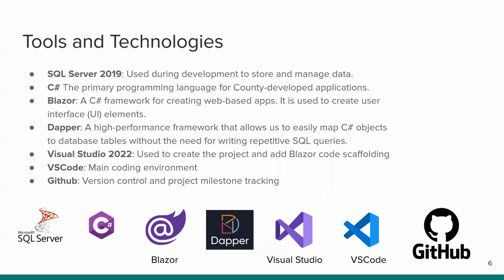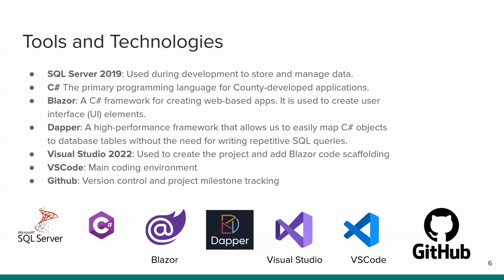We used Dapper, which we'll go into in more detail in a later slide, but briefly, it is a lightweight and efficient object relational mapping framework for C#, and it allows developers to easily map their C# objects to database tables without the need for writing many repetitive SQL queries. It works by providing a set of extension methods that can be used to execute database queries and then map their results to C# objects. It's got a simple and intuitive syntax, which made it very easy for us to work with.